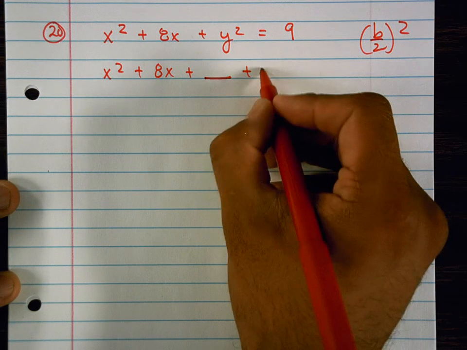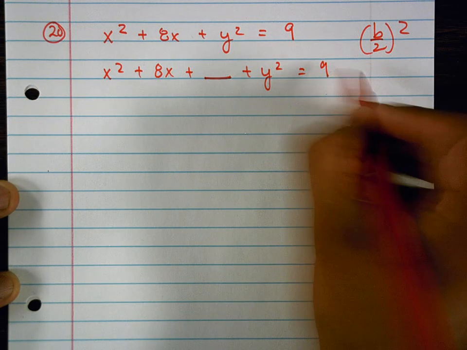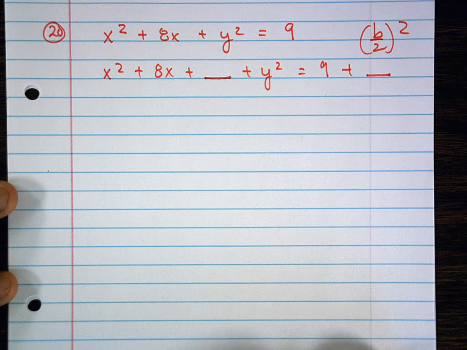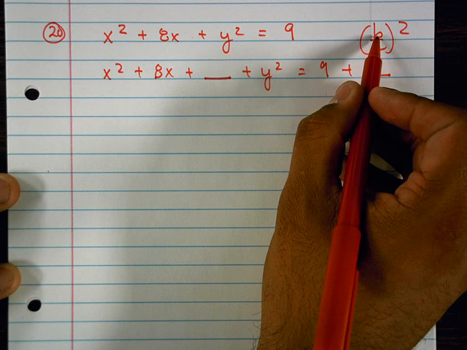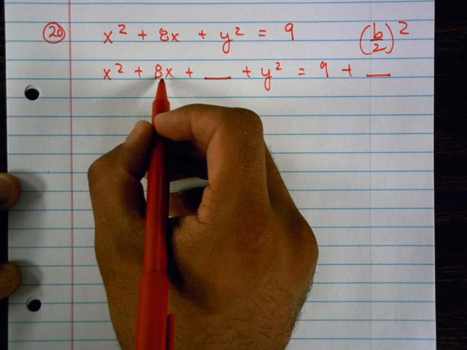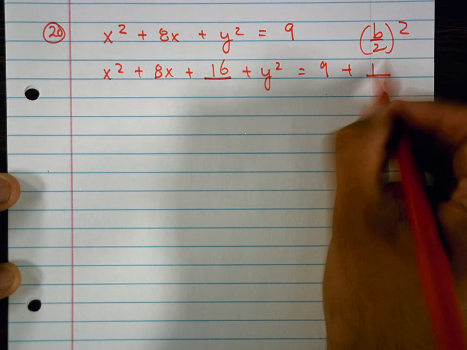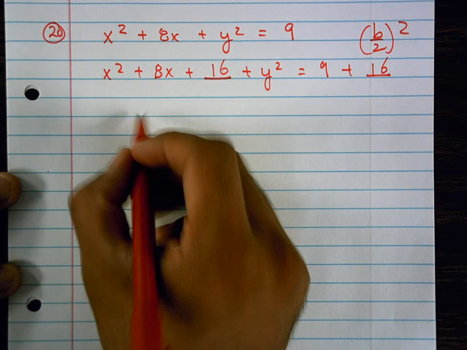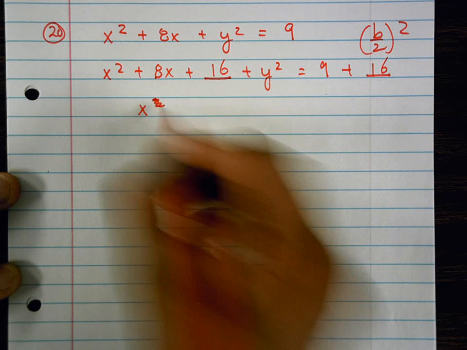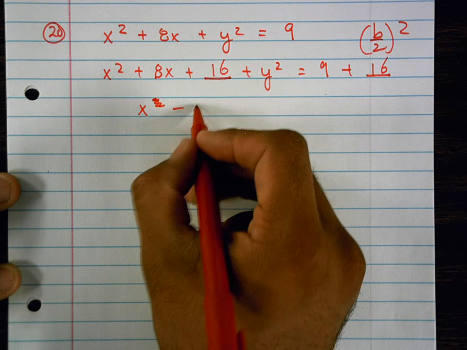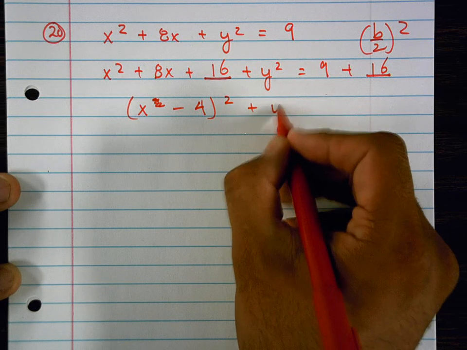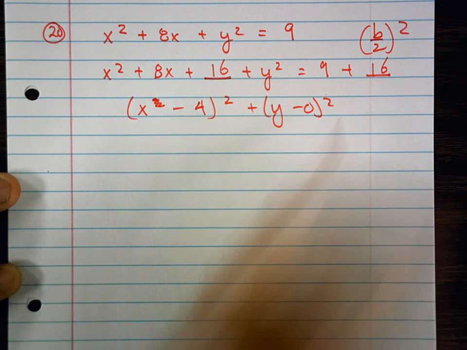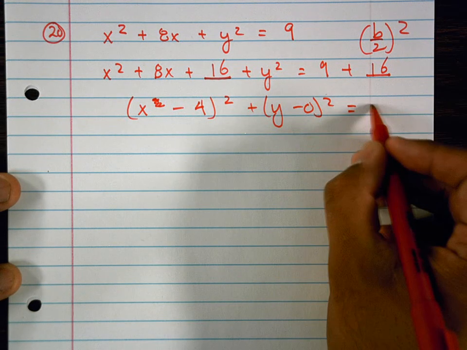I'm going to leave my y squared there, and I got my 9 over there, and I have to add it to both sides. So I'm looking at b would be my 8, so that divided by 2 is 4. Square that, that's 16. That has to go to both sides. And then I would actually complete the square here. (x plus 4) squared plus y squared equals 25.